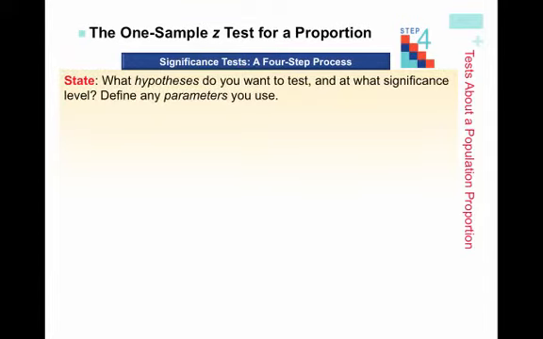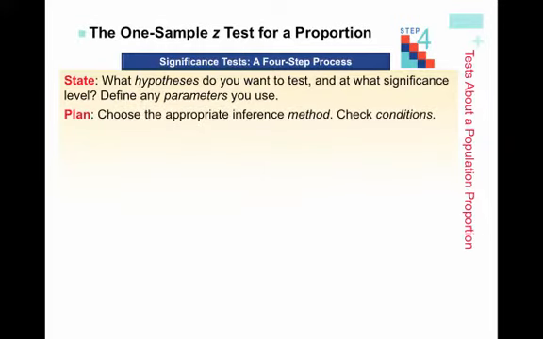First thing we should do is state what hypotheses we want to test. We should be writing down the null hypothesis, the alternative hypothesis. We should be defining our parameters that we're using. We should also state the significance level, the alpha, that we're going to be concerned with. To plan, we're going to choose an appropriate inference method.